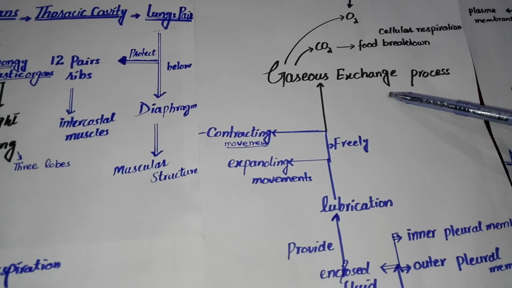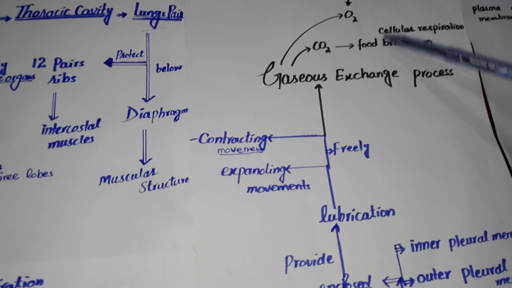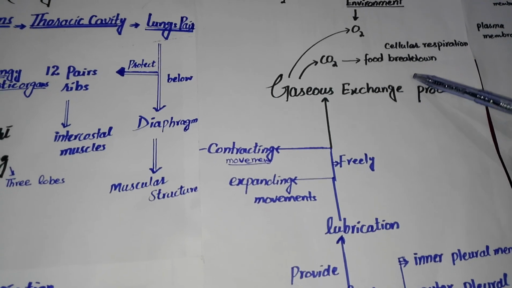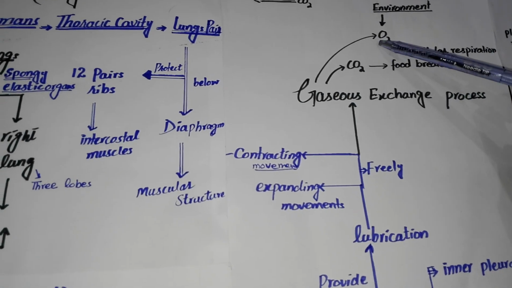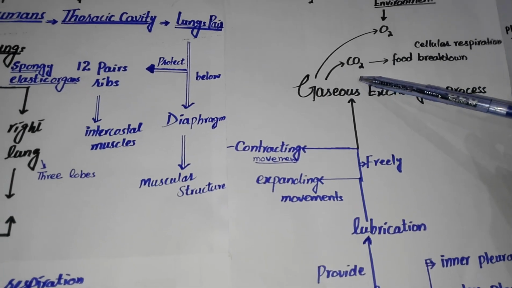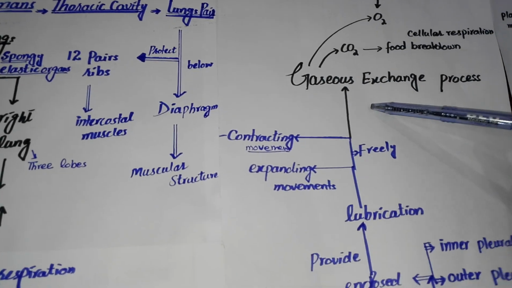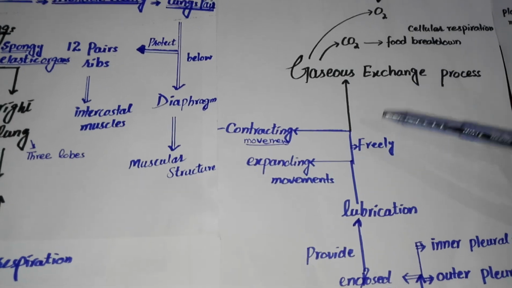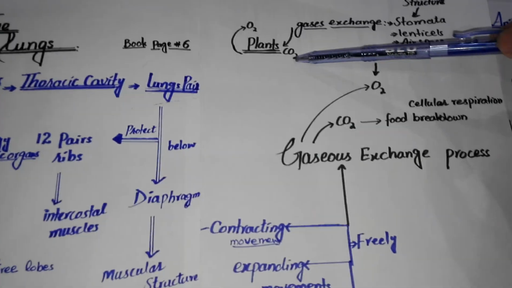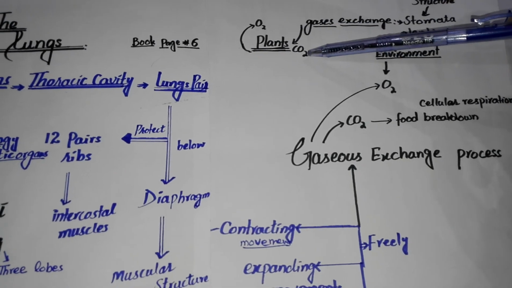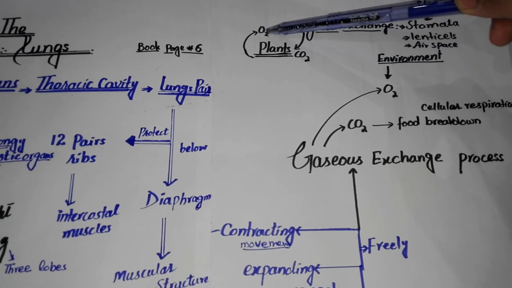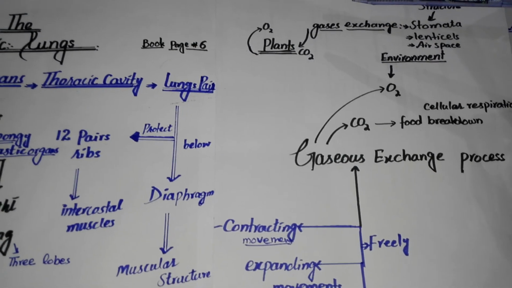In the gaseous exchange process, CO2 comes from the cellular respiration process when the breakdown of food takes place, and the oxygen comes from the environment. This CO2 is removed from the body and this oxygen enters into the body, where it is provided to the blood. This process is reversed in plants because plants receive CO2 from the environment and release oxygen into the environment.